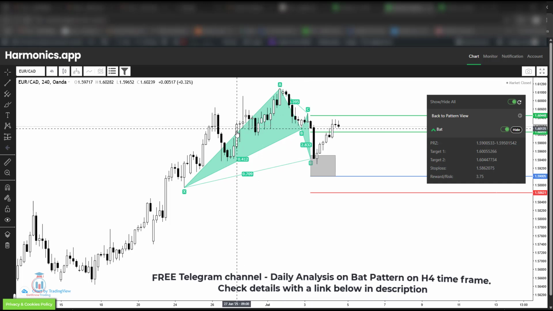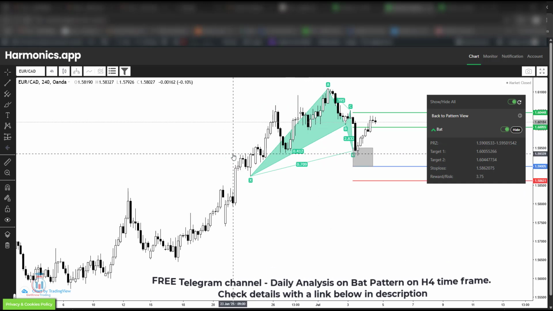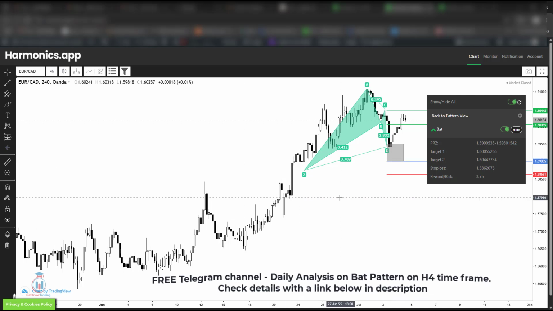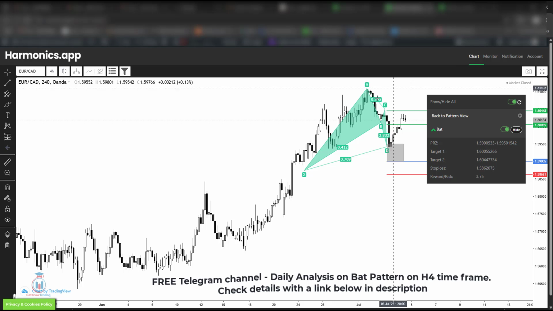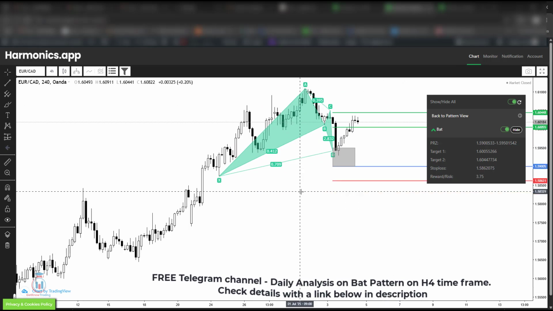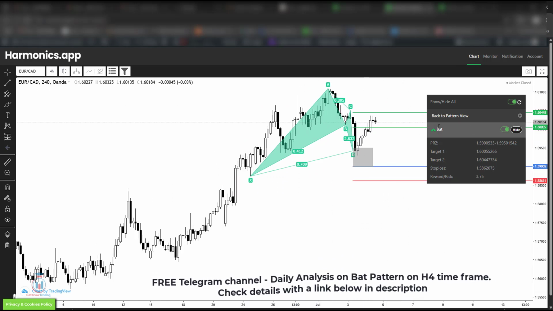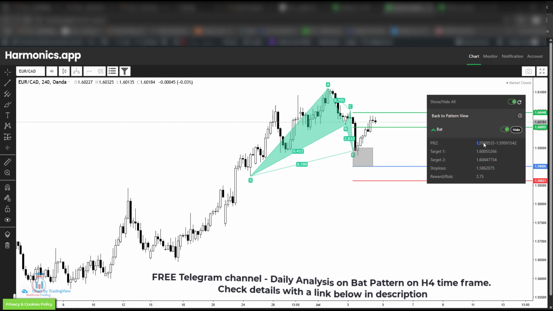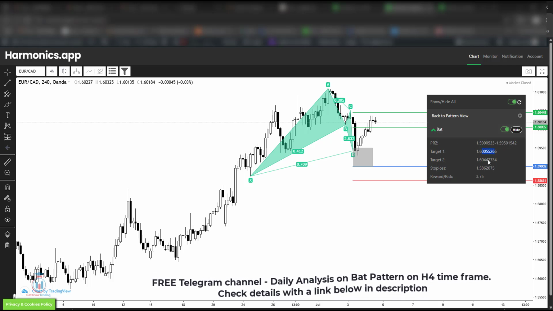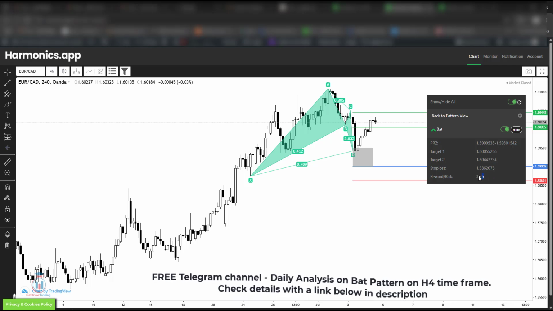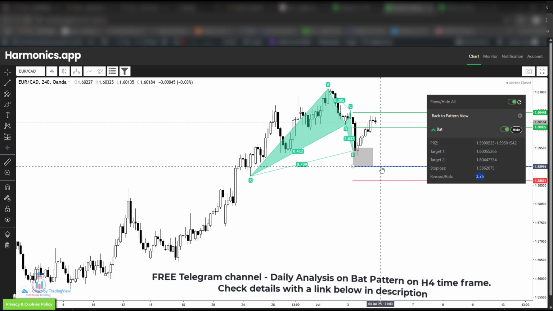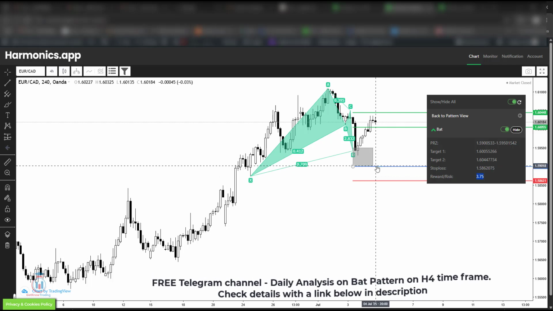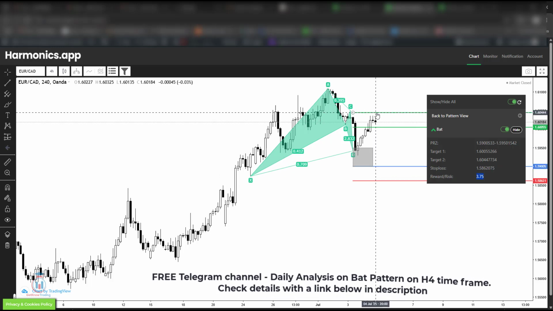When a bullish bat pattern has been detected, you can click on the link inside the Telegram or also this one here inside this table. The chart will open and will show you the details about this pattern. In this case, I have a bullish bat pattern with the potential reversal zone, this one here, target 1 here, target 2, stop loss, and a risk to reward ratio. A risk to reward ratio is the ratio between the entry level and the take profit compared to entry level to the second take profit.